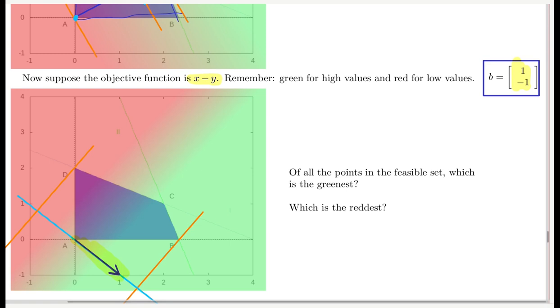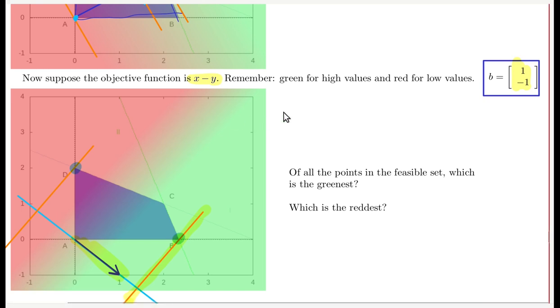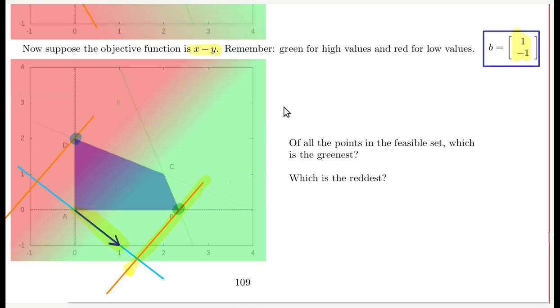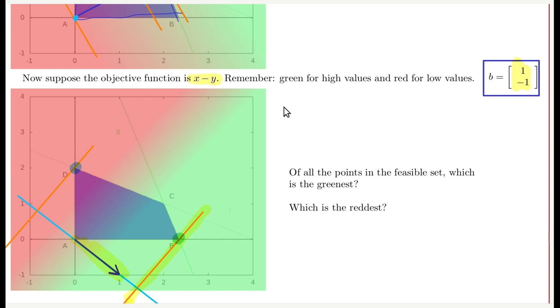I've sketched that. And now we can see that if we're trying to maximize, we want to use this orange line. That means that this corner of the feasible set will be the point that maximizes the objective function, whereas this corner will be the point that minimizes it, because that's the one that points farthest opposite to the direction of the objective vector. So it's pretty simple to pick those out, especially when you're dealing with a bounded feasible set.